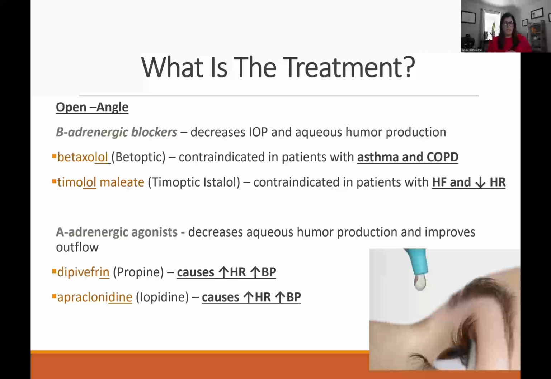Another classification is adrenergic agonists, and basically they end in -dine.